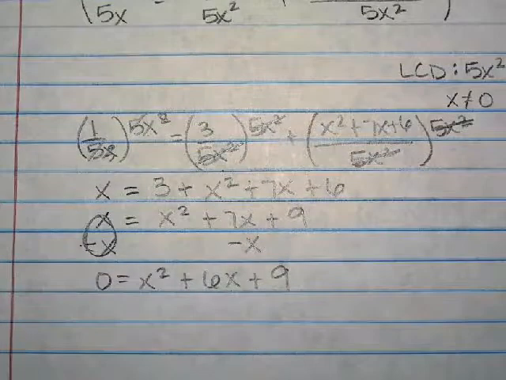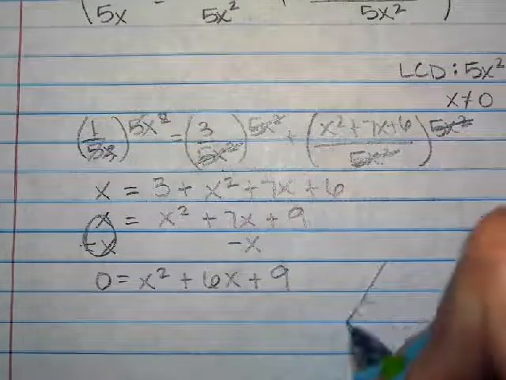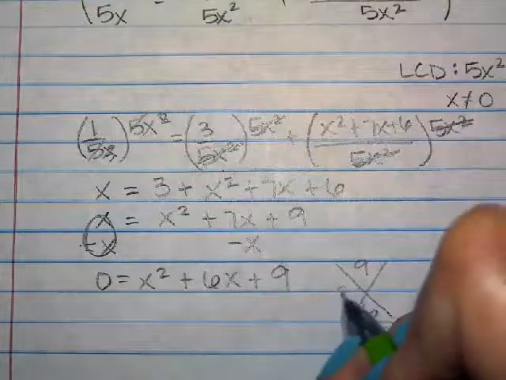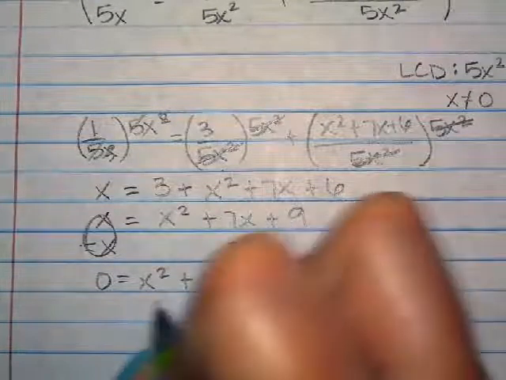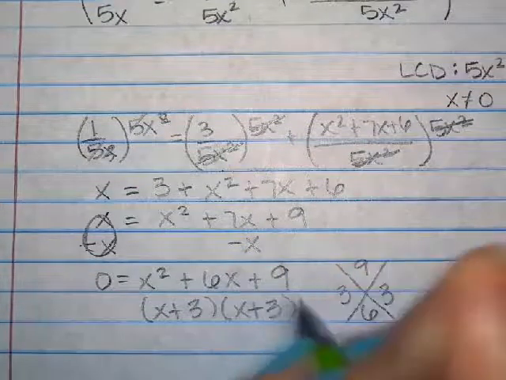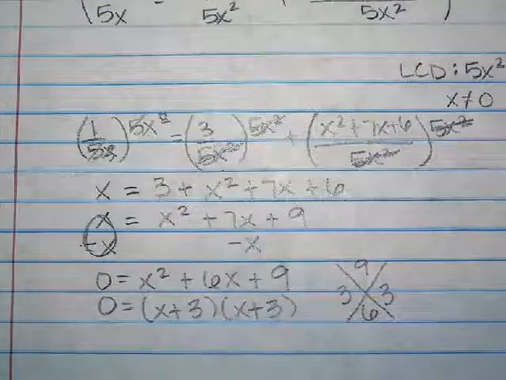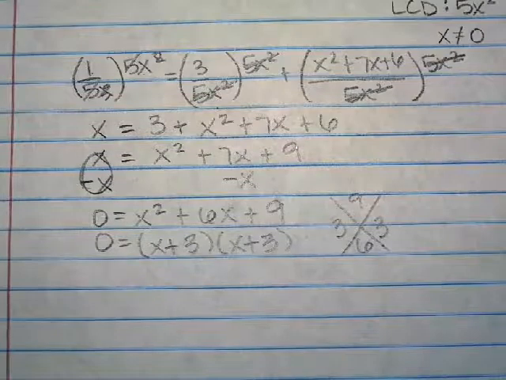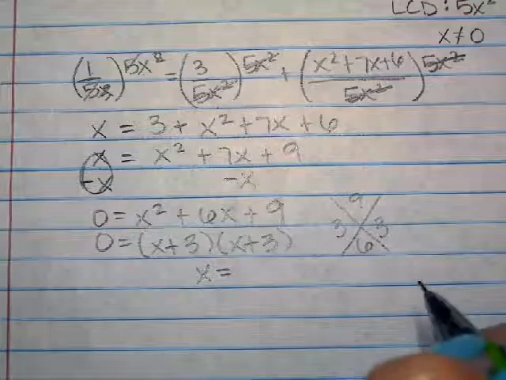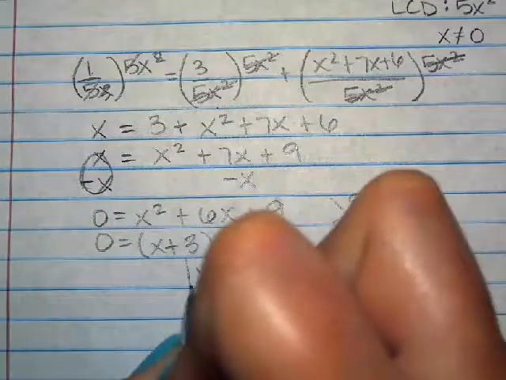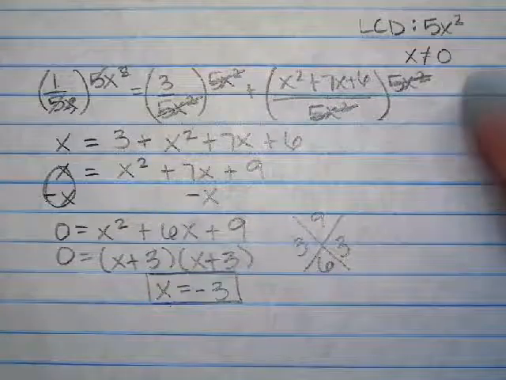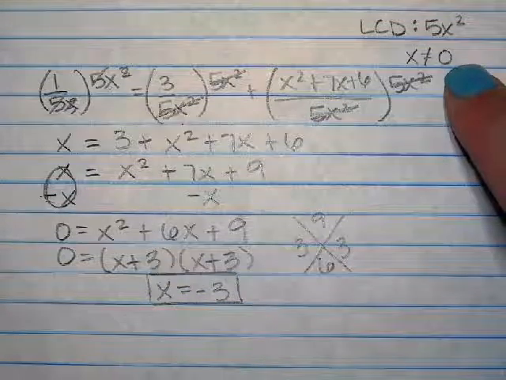And so when I factor this, I'm looking for two numbers that multiply to 9 that add to 6, and that's going to be 3 and 3. And so my solutions are a little bit redundant. They're the same. And what is my answer? -3. And since -3 is not my excluded value of 0, that means I'm good to go.